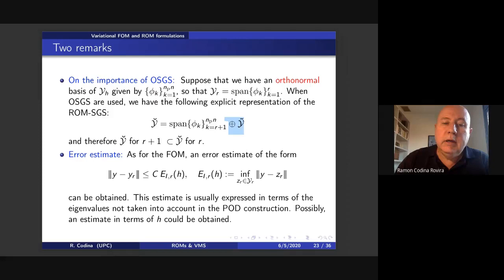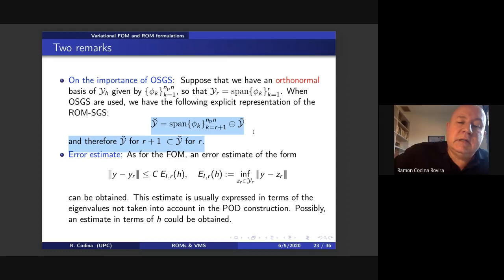What is the space of subgrid scales in the case of the ROM? It is the space of subgrid scales that we had in the FOM plus the terms of the basis that we did not consider when we constructed the ROM space. So we have the space spanned by phi from r plus 1 up to the total number of basis functions of the full order model space. That's what we did not consider when we constructed the ROM. So if that space y tilde is orthogonal to the finite element space, that's exactly the expression that we have for the subgrid scale space of the ROM.